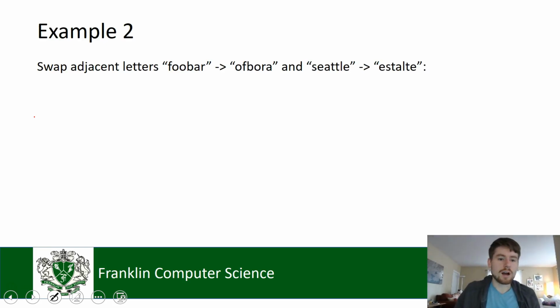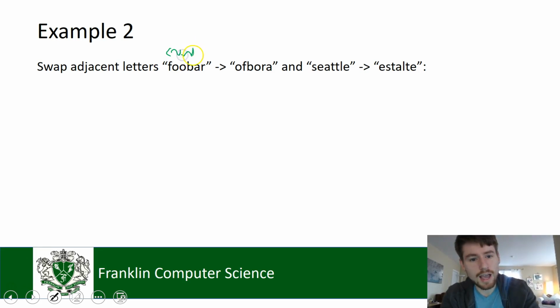Okay, let's look at another example. Let's look at this one where we swap adjacent letters. So we want to take this string foobar, for example, and we're going to swap the letters that are next to each other. So F and O get swapped, O and B get swapped, A and R get swapped, and so then that gives us OF, BO, RA. And then over here S and E get swapped, A and T get swapped, and then T and L get swapped. And then the E is not swapped, so then that gives us ES, TA, LT, and then the E isn't touched.